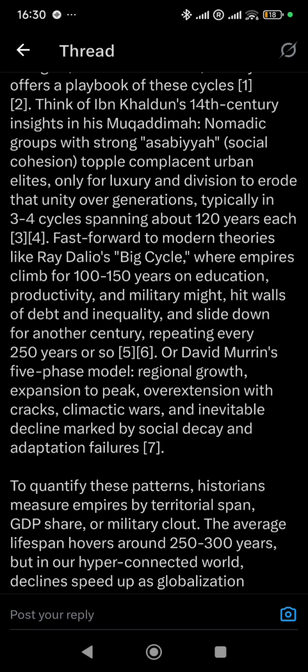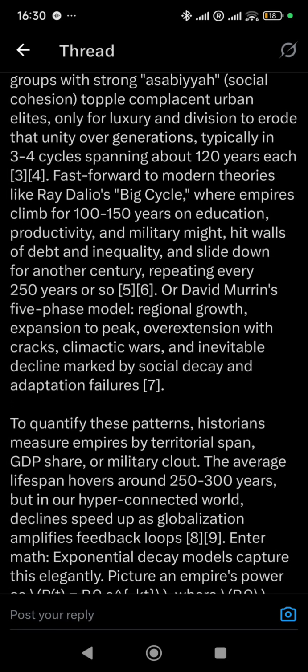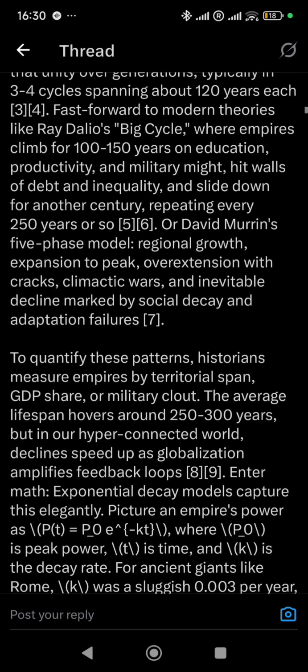References 3 and 4. Fast forward to modern theories like Ray Dalio's Big Cycle, where empires climb for 100 to 150 years on education, productivity, and military might, hit walls of debt and inequality, and slide down for another century, repeating every 250 years or so. References 5 and 6. Or David Moore's 5-phase model: regional growth, expansion to peak, overextension with cracks, climatic wars, and inevitable decline, marked by social decay and adaptation failures.